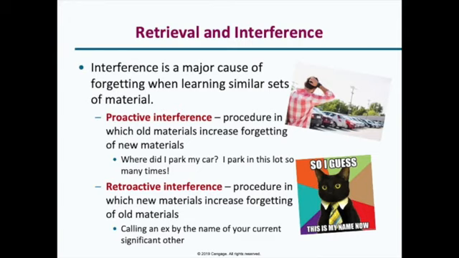An example of retroactive interference would be seeing your ex but calling them by the name of your current significant other. This is an example of new information interfering with retrieval of old information.